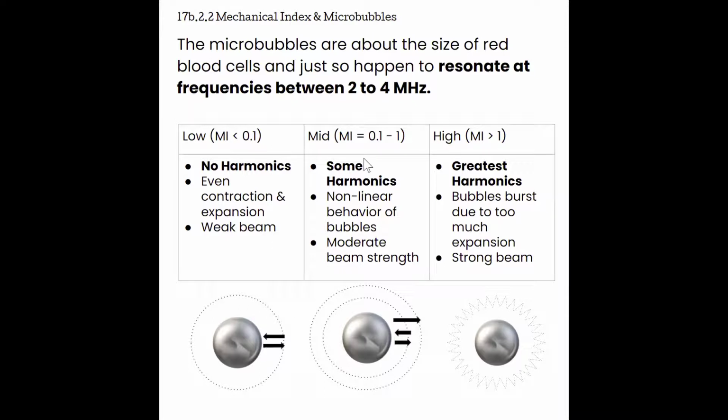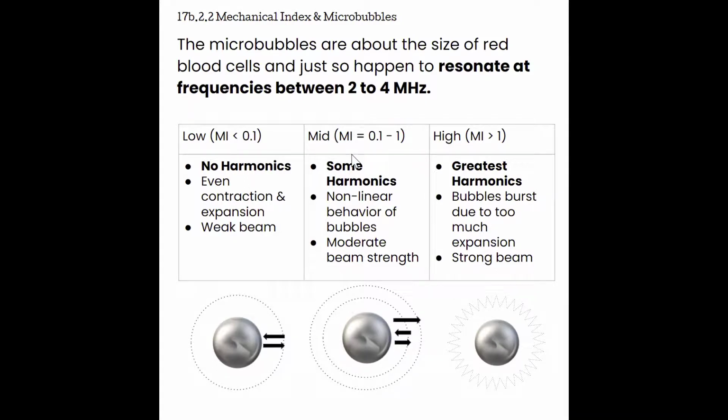Now the mid mechanical indices are going to be between 0.1 and 1. Some texts have it up to only 0.5. We are going to get harmonics out of these mid mechanical indices. We're going to start to see that nonlinear behavior where we get compression, a little bit of expansion, compression, more expansion, compression, expansion. Because of that nonlinear behavior, we start to see harmonics being created. And this requires moderate beam strength to get here, and that is why we're getting into our mid mechanical indices.